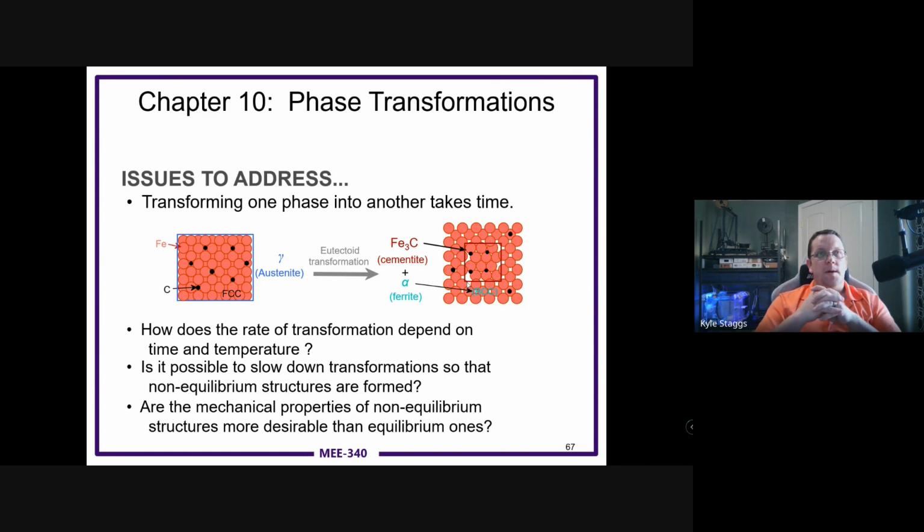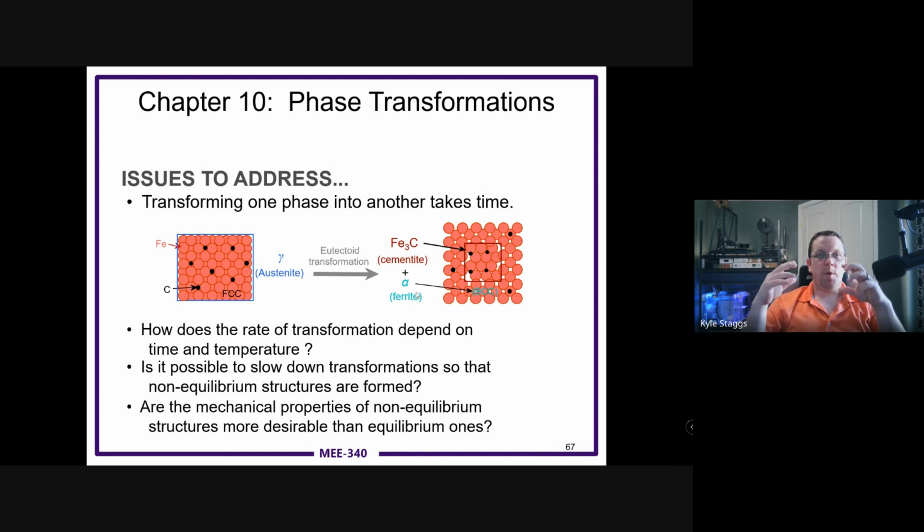So the heating process as it goes through the eutectoid formation allows for the rearrangement of the face-centered cubic into the body-centered cubic, and then some clusters of the cementite remain. And so they have different packing arrangements within the same overall material.